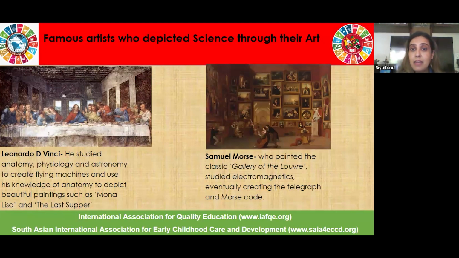Again, another famous artist, Samuel Morse, who created the telegraphic Morse code. He painted the famous Gallery of the Louvre. Yes, he painted. He was a wonderful artist, but he then shifted to electromagnetics and created the famous Morse code.